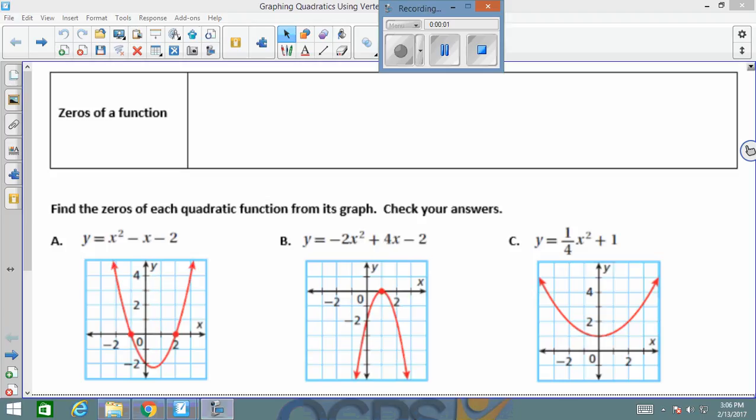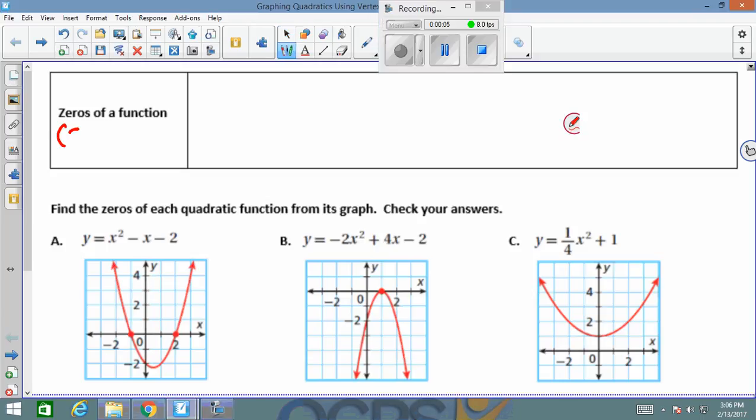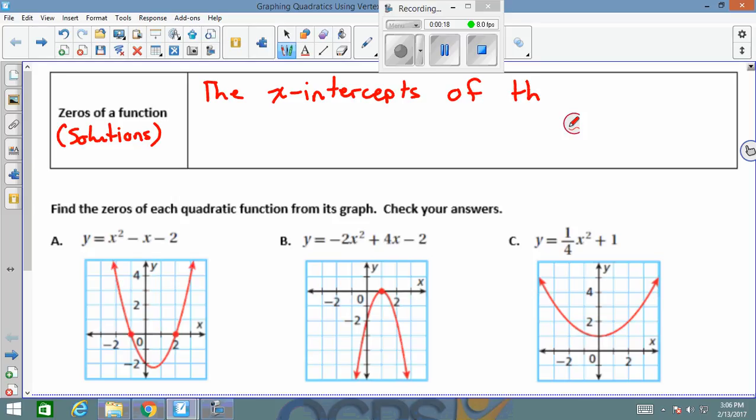Alright, so today we're going to talk about zeros, or roots, or solutions of functions. Zeros is another way of saying solutions or answers to our quadratic functions. These are simply the x-intercepts of the parabola. So find the zeros of the following parabola.